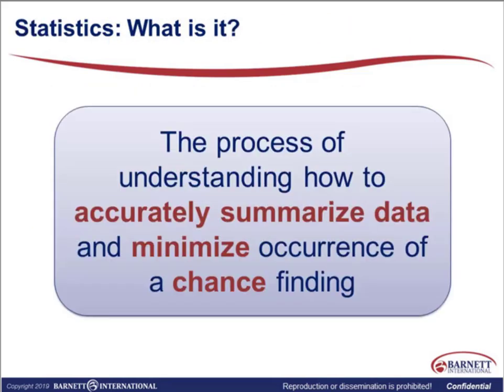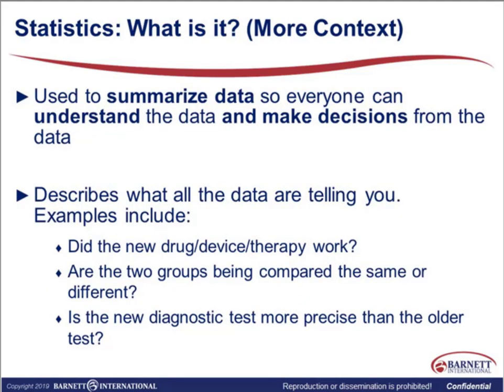So with that, I'll start with opening up with what statistics is. The definition of it is the process of understanding how to accurately summarize data and minimize the occurrence of a chance finding. So put in other words, the idea is to summarize the data that's presented to you, whether it's through a clinical trial or through real-world evidence, but in a way that everyone can understand what the data are saying, and on top of that, make decisions based on what the data are saying. So put in other words, statistics describes what all of the data are telling you.